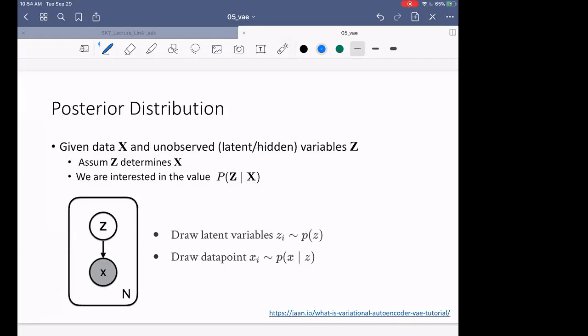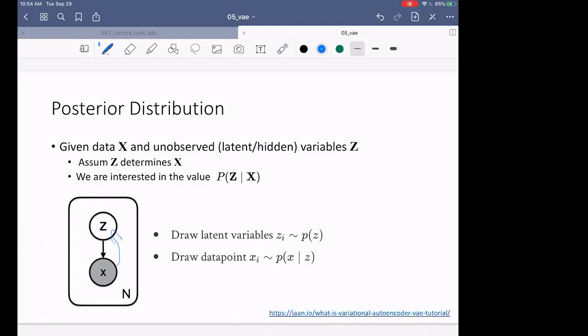So X is what we see in the real world, but its contents or semantics is determined by the hidden variable Z, which is not really accessible to us. And we're interested in the value of P of Z given X. So we want to do it in the reverse way. Because Z determines X, when we have the X, we want to infer what Z actually is. It's all rather abstract, but I'm going to give a concrete example in the next slide.